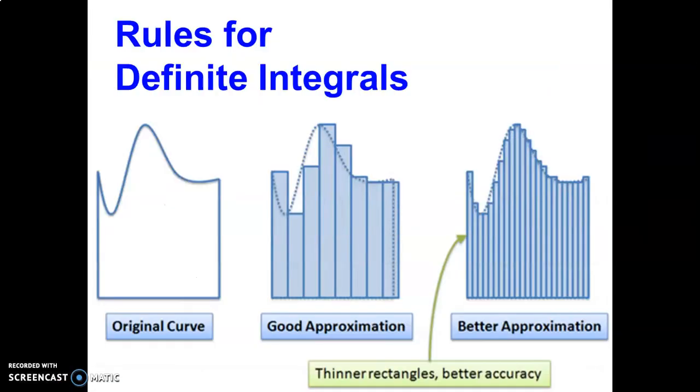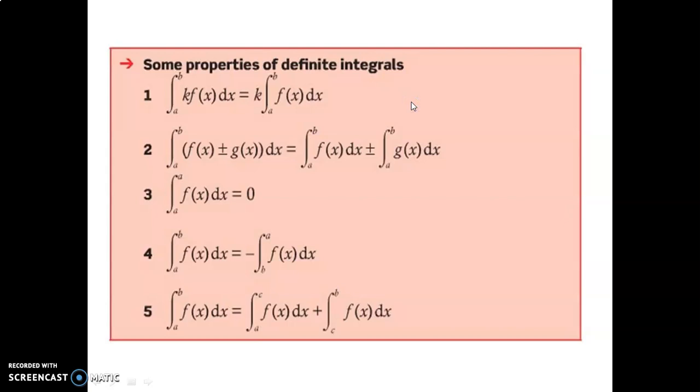Hello, welcome to the second part on integrals here. We're looking for rules for definite integrals. Please watch the video on what a definite integral is and area under a curve before this one. So here are some properties of definite integrals.